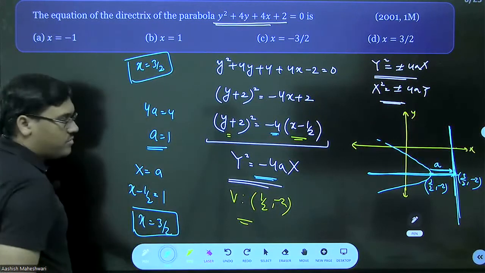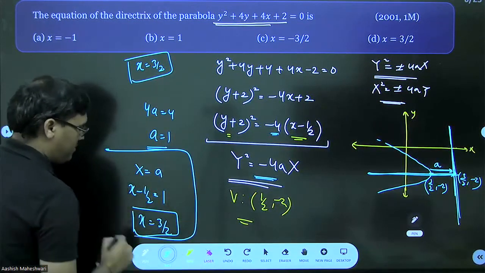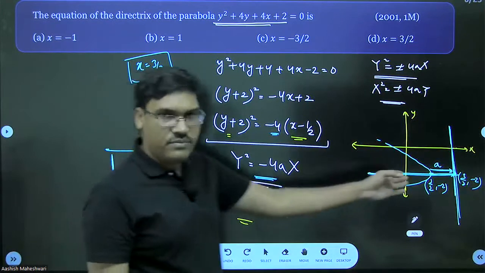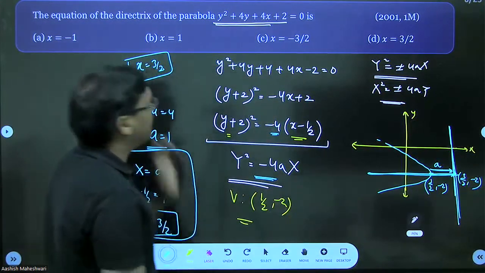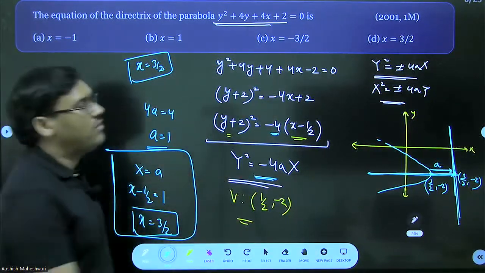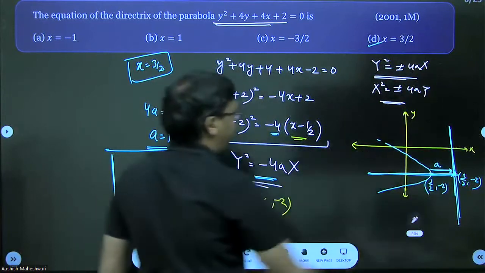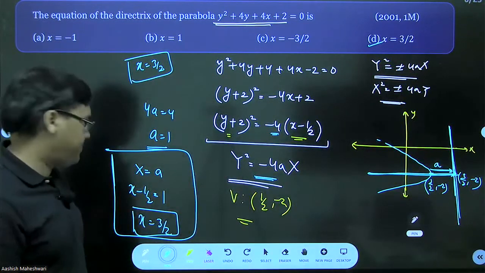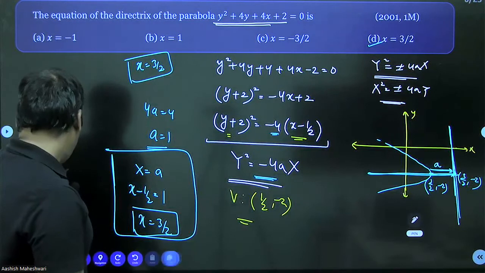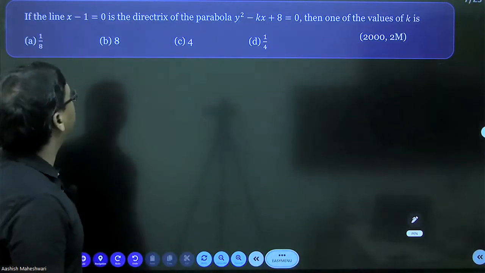This is the directrix. So this is another way to find this, or you can use just the diagram to get the directrix equation, which is x is equal to 3 by 2. Option D is the answer. So I hope this is clear. Now let's move to the next question.